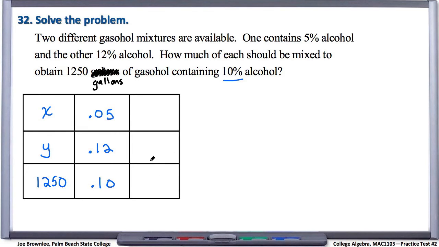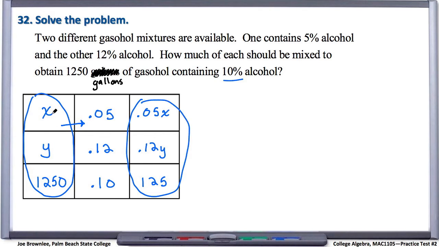So now we need to come up with this last column. In order to get this last column, all we do is multiply from left to right. So from left to right, X times 0.05 is simply 0.05X. Left to right, Y times 0.12 is 0.12Y. And lastly, 1250 times 0.10 is 125. And once you have the box filled out completely, these far columns on the left and right become your system of equations. So we'll have X plus Y equals 1250.